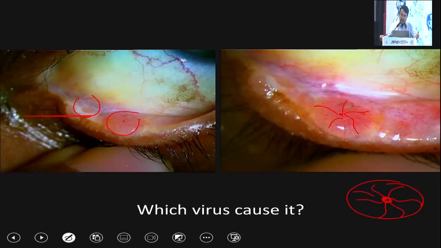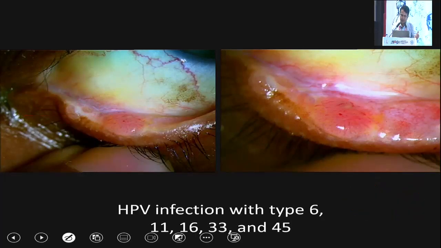And there is no keratin. Generally, it does not happen in the interpalpebral fissure location. It's caused by human papillomavirus type 16 and 11; 6, 33 and 45 are also possible. Now, who gets infected with HPV virus? Anybody can get infected with HPV virus, not just females, males as well. And those who are immunocompromised can obviously get more infected.